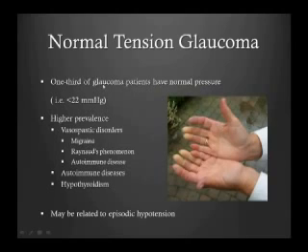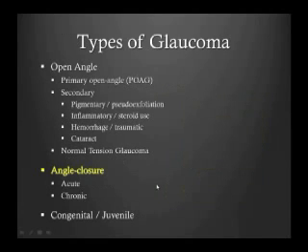Similarly, just because your pressure is less than 22 doesn't mean that glaucoma is not a possibility. Patients with normotensive glaucoma typically have a higher history of cold fingers, fingers turning white when you go out into the cold, or migraine, or maybe autoimmune diseases or hypothyroidism. So if any of these things pertain to you, you might want to consider talking to your doctor about them.